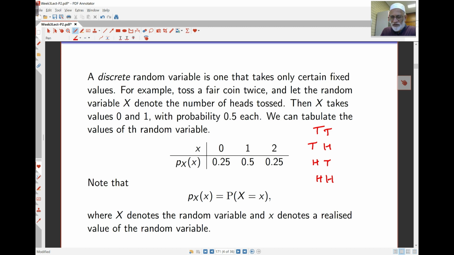So x takes the values 0, 1 or 2 because I'm tossing the fair coin twice. x equals 0 corresponds to 2 tails, and this is a quarter, 1 out of 4. x equals 1 corresponds to either this or that outcome there, and that's 2 out of 4, and x equals 2 heads is 1 quarter again.